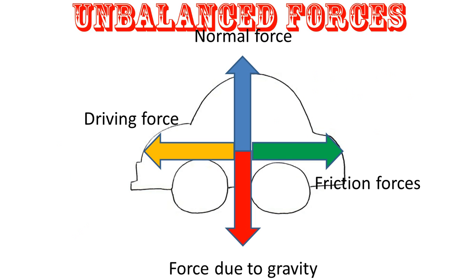Let's have a look at this in a different situation. We've got a car here, and there are four main forces acting on this car. We have gravity, which is acting down. We have the normal force, which is the road pushing up on the car. And those two forces are equal in size and opposite in direction.